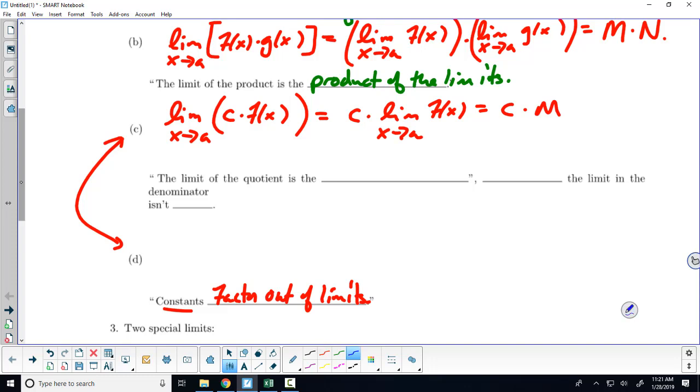Okay. So, folks, I apologize. These two are going to go together. I'm sorry about doing that. Okay. So if I look at the limit as x approaches a of f of x divided by g of x, what do you think?